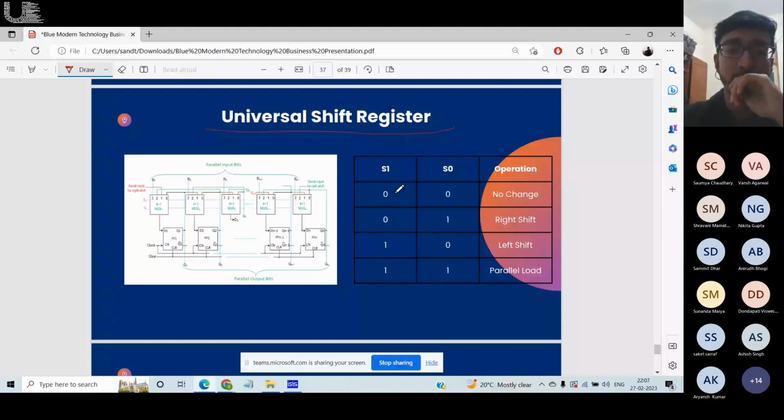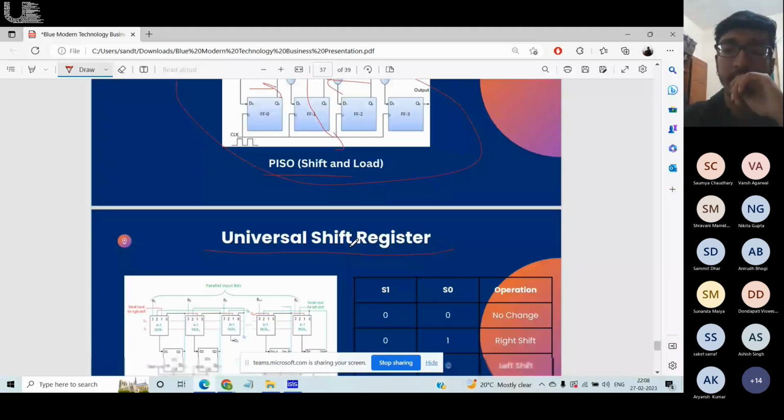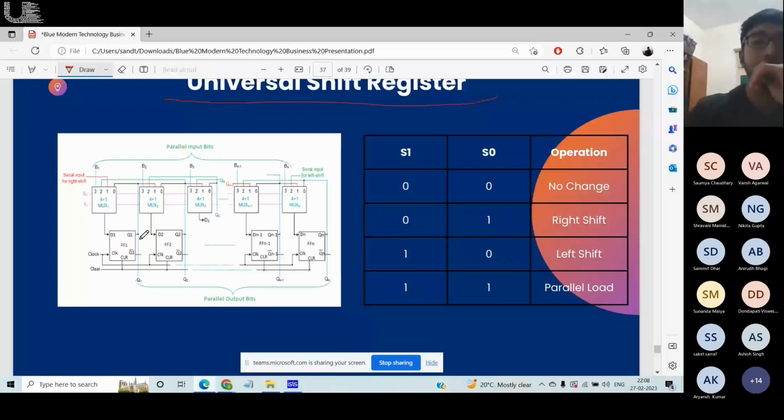This has now, since there are 4 things you can do: shift right, shift left, parallel load, and no change. So there are 2 select lines. Okay. So there are 2 select lines here. I guess I'll zoom in on this. Yeah. So there are 2 select lines here. So if you notice, the circuit may look quite complicated, but it will take you just 2 minutes to understand. Say I'm feeding in 0 0.